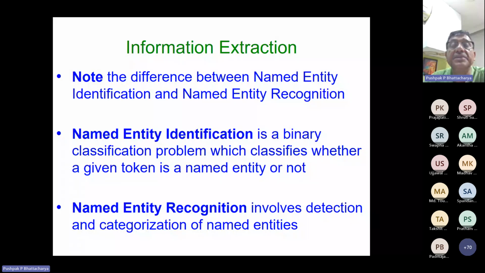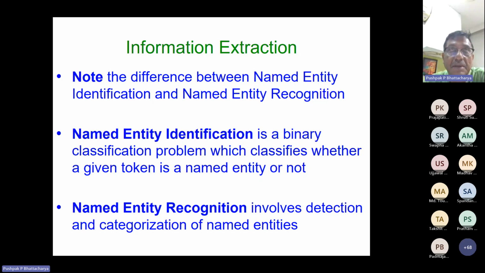Named entity identification and named entity recognition are two different problems. You are doing named entity identification in your assignment. Named entity recognition is a little more involved. So just like unlabeled dependency and labeled dependency, there is a difference of complexity between the two tasks.